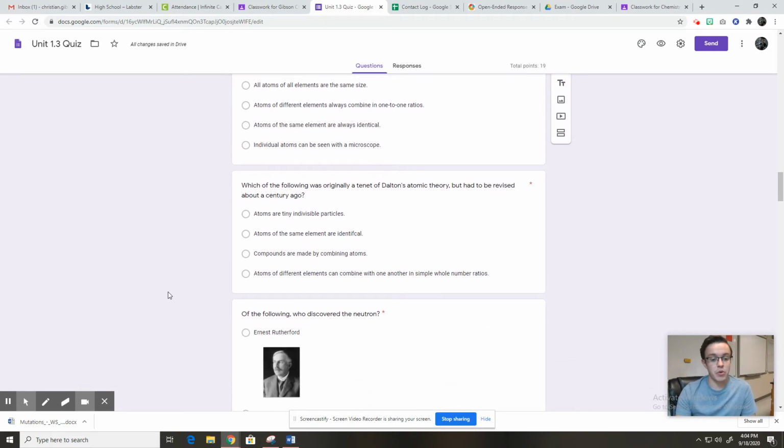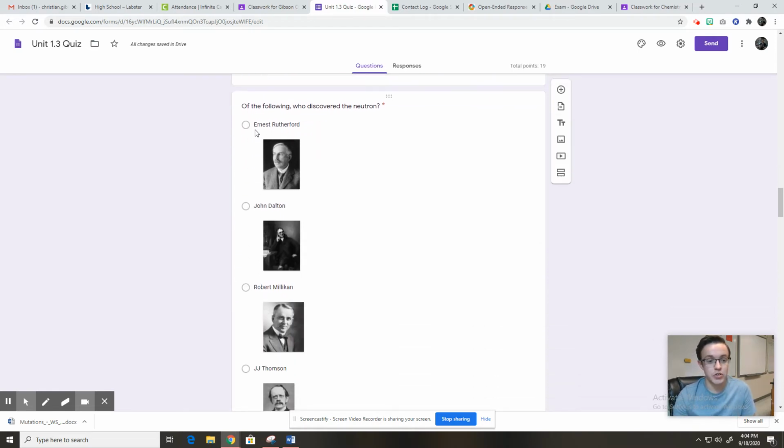Next question. Which of the following was originally a tenet of Dalton's atomic theory but had to be revised about a century ago? A, atoms are tiny, indivisible particles. B, atoms of the same element are identical. C, compounds are made by combining atoms. Or D, atoms of different elements can combine with one another in simple whole number ratios.